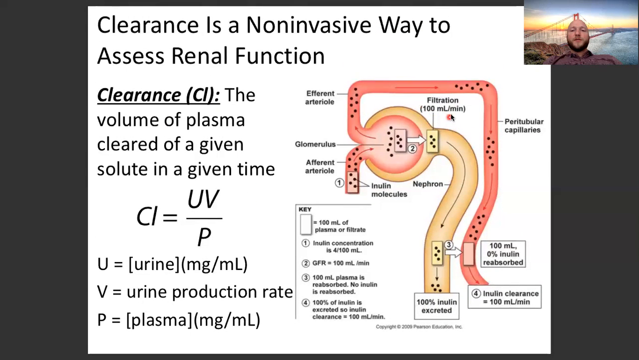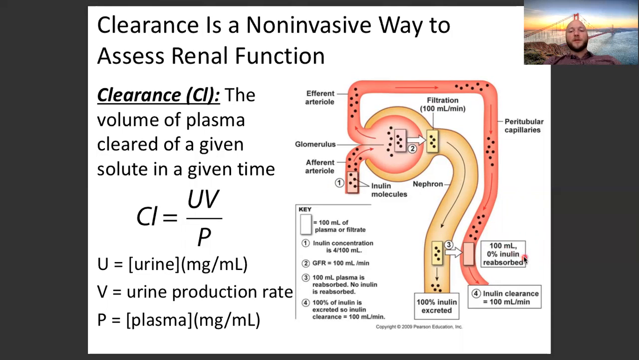So GFR, glomerular filtration rate, in these examples is 100. In other parts of this lecture, you saw it at 125. It's right around there. 100 to 125 is a good typical range. So let's look at this right here.